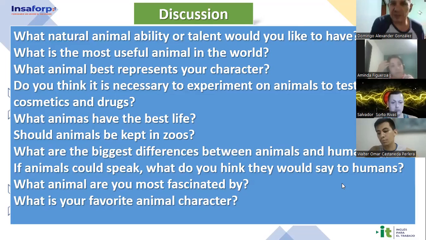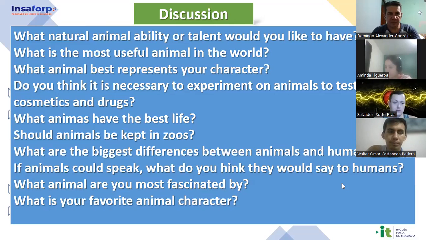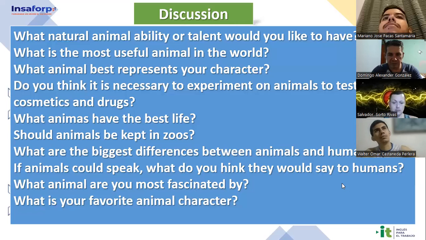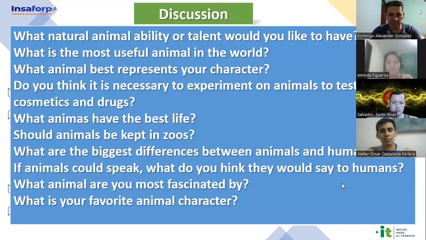Other zoos are bigger. For example, I heard about La Aurora in Guatemala, right? They say, I don't know the zoo, but they say it's a beautiful place. Who knows La Aurora in the group? Me, teacher. Nice. So, thank you, Aminda. So I imagine this is a beautiful place.